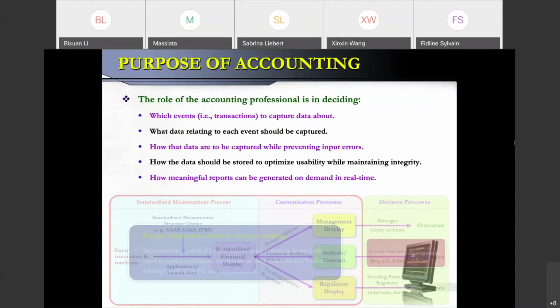So, next part, we want to talk about the role of the accounting professional. There is one why, one what, and three hows. Which event to capture? What data related to the event should be captured? How is the data captured while preventing errors? How should the data be stored and optimized for usability while maintaining integrity? A lot of the things we're talking about can be solved by modern technologies.